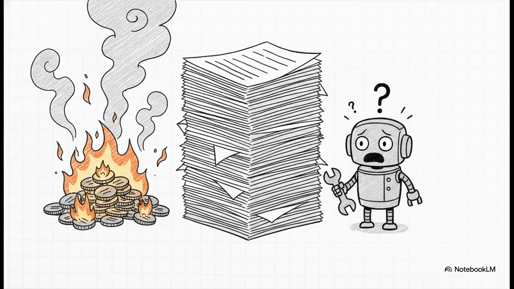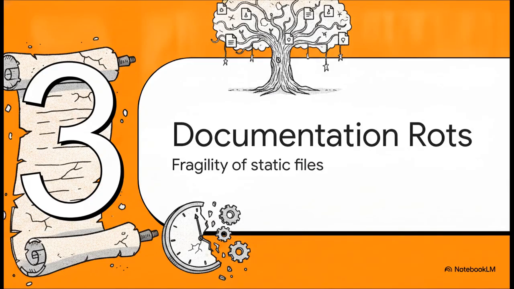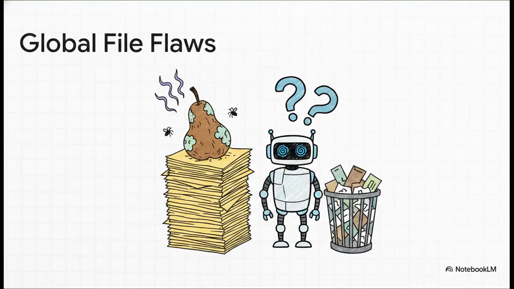You're literally burning tokens, spending real money, and hamstringing the agent's focus before the actual coding even begins. Let's move on to Section 3, why documentation rots, the fragility of static files. Because not only is that global file expensive to load, its contents have an incredibly short shelf life. The very moment you rename a service or change an implementation, your static global file goes completely out of date. And what happens? It starts feeding the AI conflicting, hallucination-inducing information.